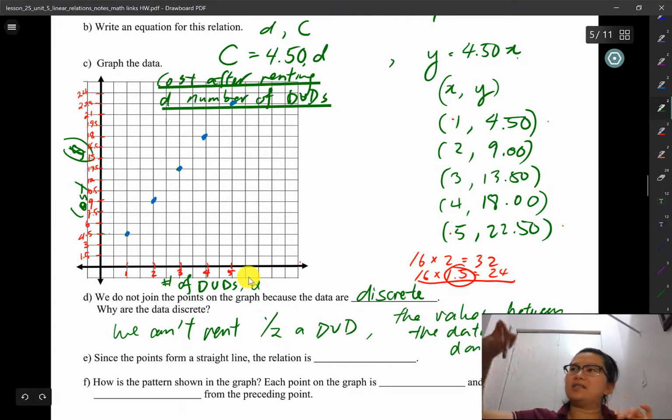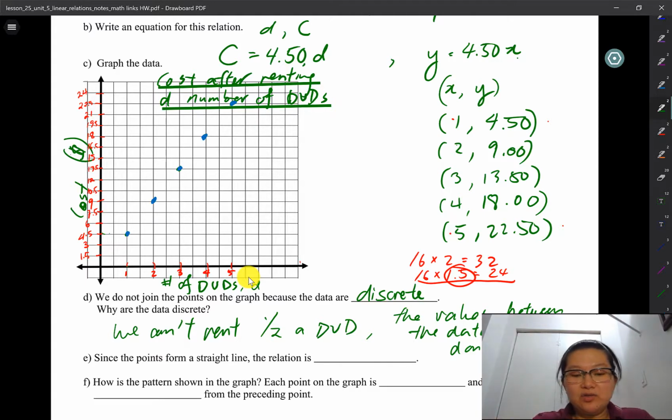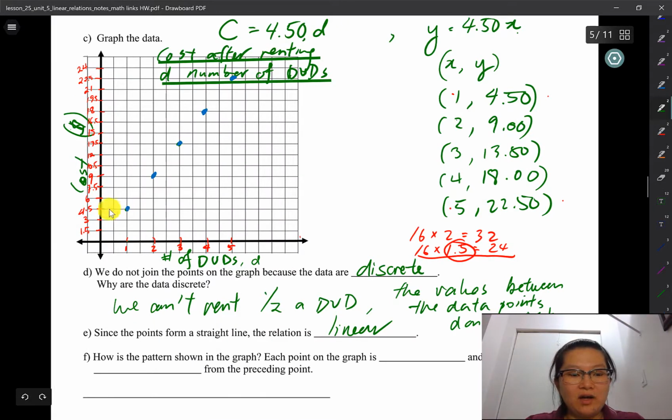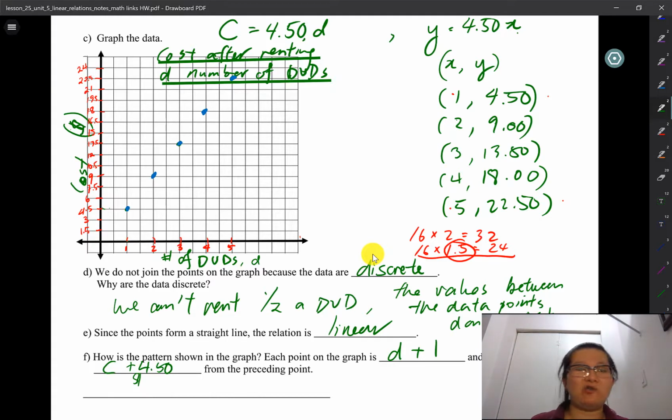However, we do see that the points lie along a straight line, so we do say that this relationship is linear. And how does it make it linear? Well, every time we increase the DVD count by 1, as D increases by 1, the cost increases by $4.50. I just used a little symbol there just to show us what that is. But it's a constant increase. It's not like the next DVD I rent is going to be more expensive because I rented the first one. Sometimes it works that way, but not in this case. And that's a constant change. A constant change means linear relationship.